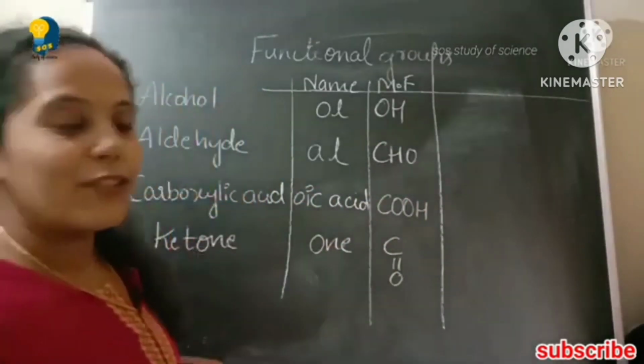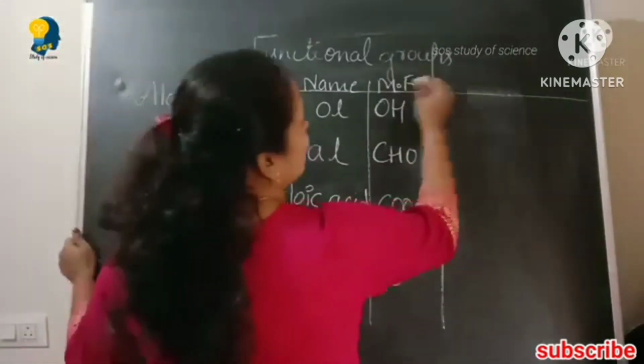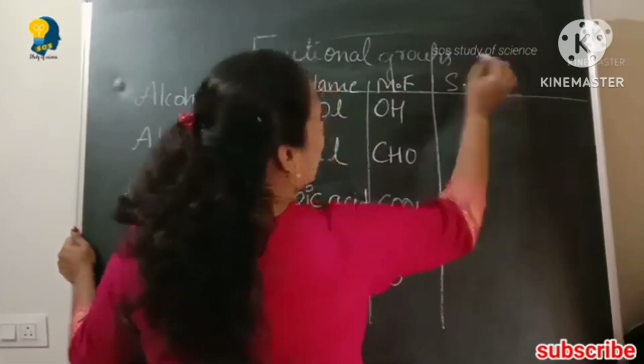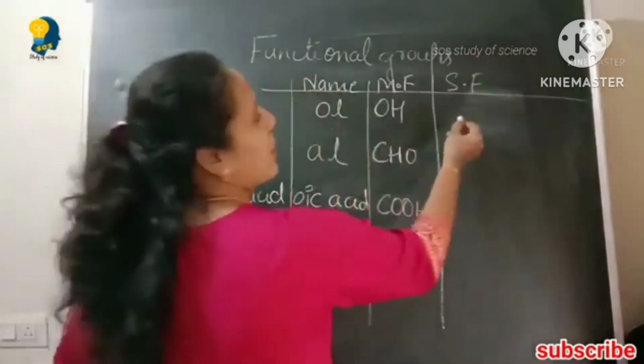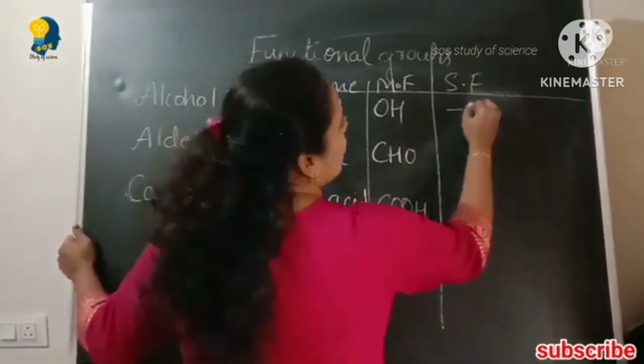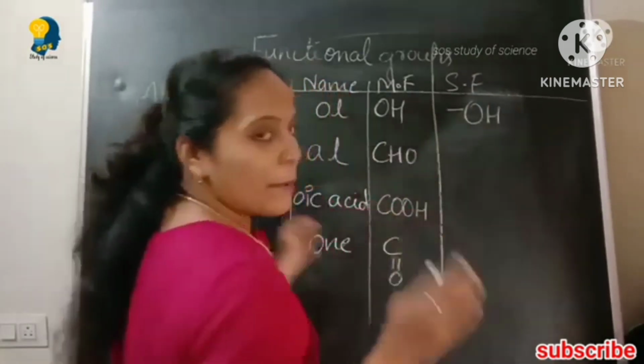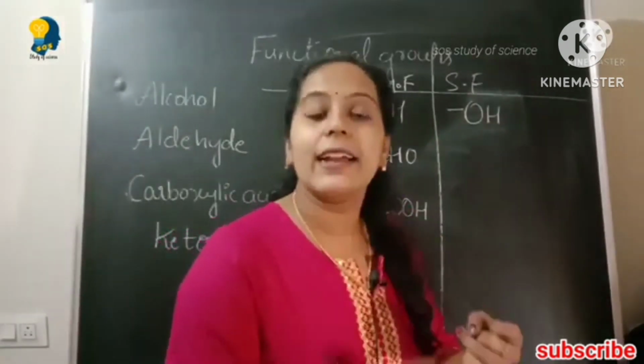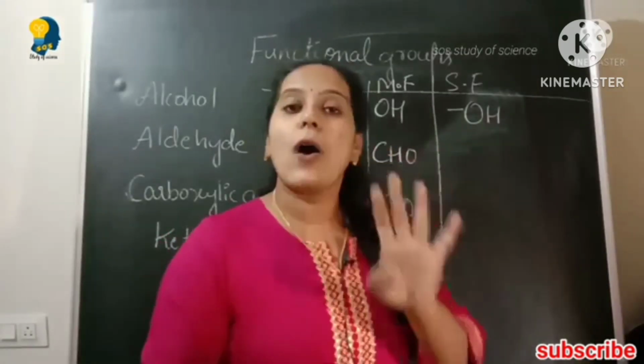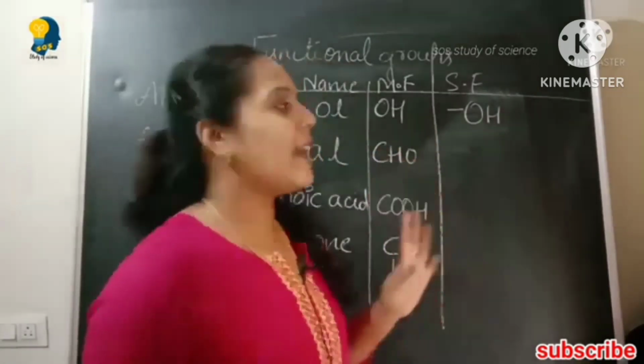What about the structural formula? In the structural formula, let me write in the short form. Alcohol is represented by a bond and OH. Remember, alcohol, aldehyde, carboxylic acid, all three will occur always at the end.